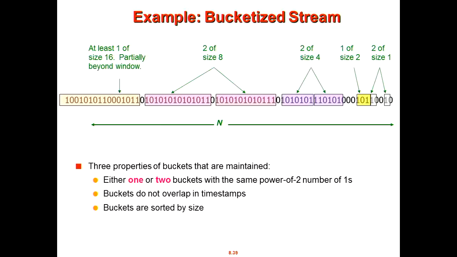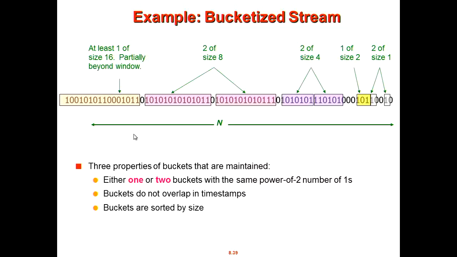In this example, you can see how the stream can be represented by buckets. So we have 2 buckets of size 1 here, and 1 bucket of size 2, containing 2 1s, and 2 buckets of size 4 here, 2 buckets of size 8, and 1 bucket of size 16. And this bucket is partially beyond the window. It's still useful, so you cannot discard it.